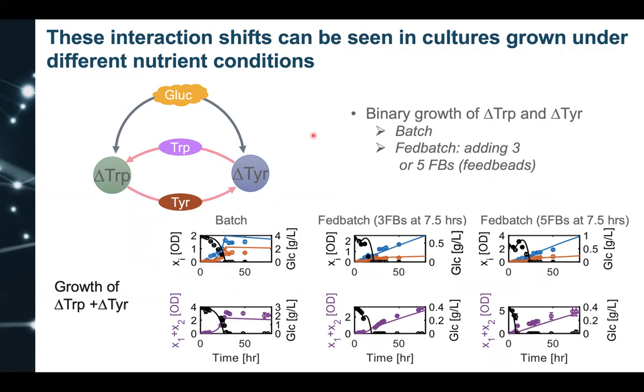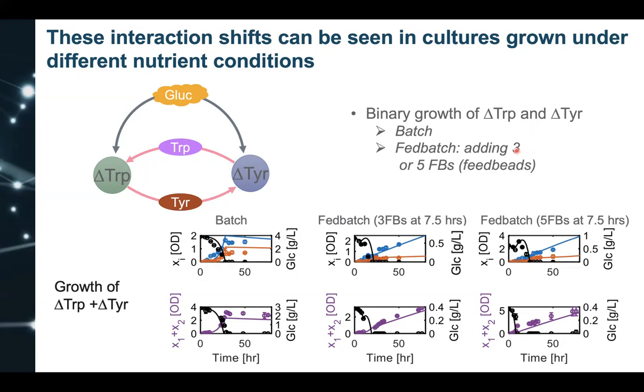So using this idea of interaction shifts for nutrient conditions, we can take a look at these interaction shifts and how these cultures grow in these different nutrient conditions. And we do this by doing this binary growth of the auxotrophic tryptophan and auxotrophic tyrosine under two different scenarios, either batch or fed batch. The two of them are the same, that is, they're both grown together. The only difference is in the fed batch, we simply add glucose feed beads at time 7.5 hours. And we see how the two of them grow.